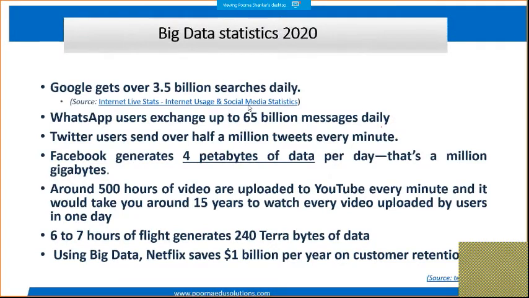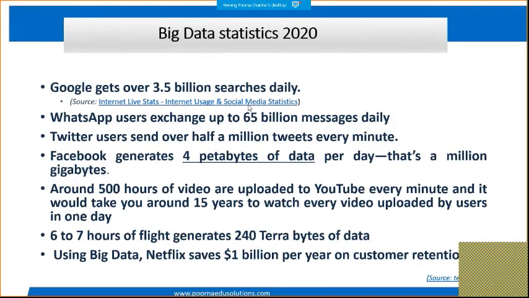If you see the big data statistics, Google is getting 3.5 billion searches every day. And WhatsApp is getting 65 billion messages every day. And Twitter is having 500,000 tweets every minute. Facebook, 4 petabytes of data. We have just seen what petabytes are. Petabytes of data are being generated.